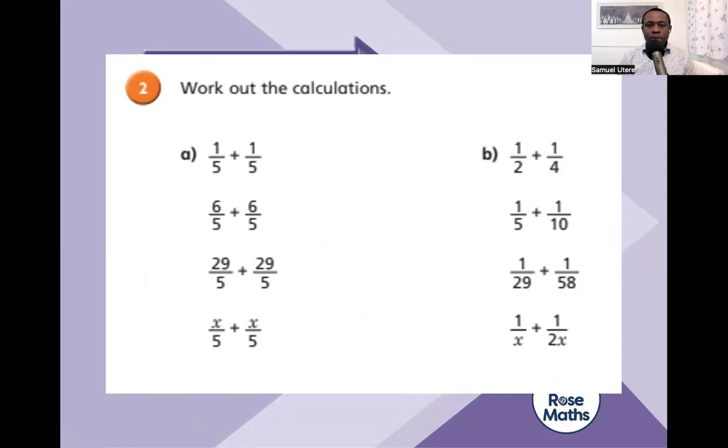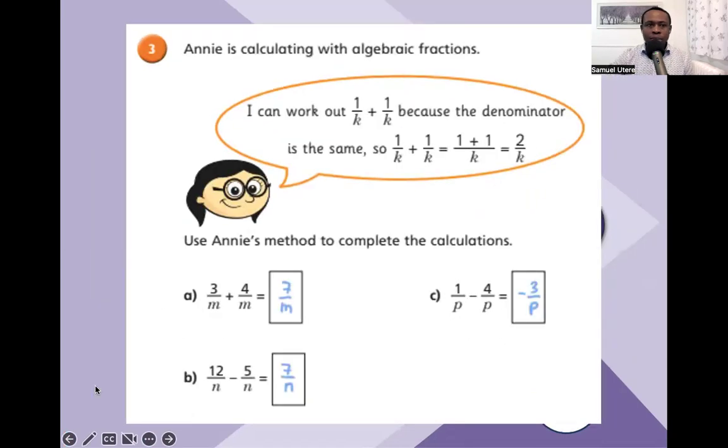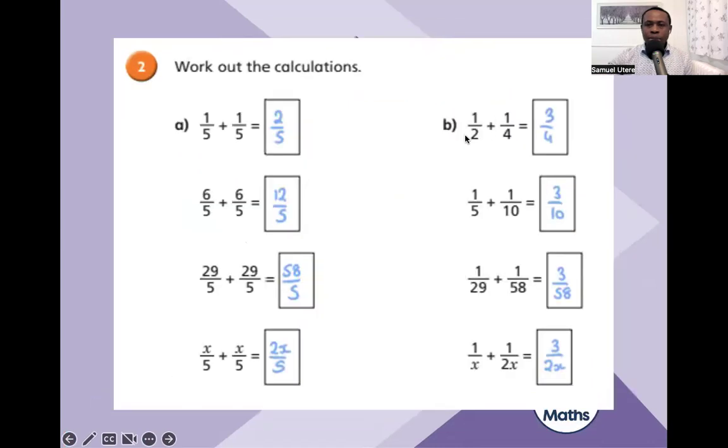Assuming you've paused the video and you've answered question 2, here are the answers. Let's discuss them. So here, you're simply asked to work out the calculation. You can see the denominator is equivalent, so you simply just add the numerators. Okay, here, that's all we do. Here, we have to make this equivalent to 4, right? So just a minute, let's go back. Okay, so this has to be multiplied by 2.